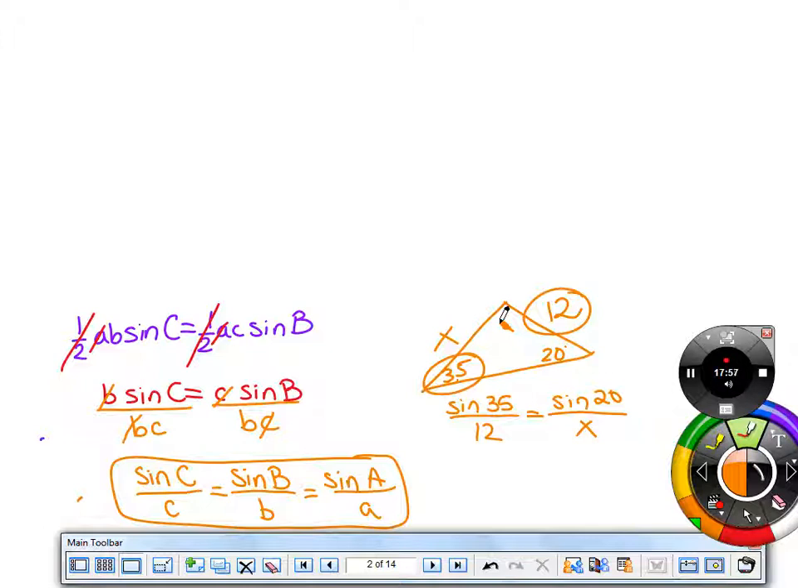Can we have the law of sines equal to the law of cosines? You don't set the law of sines equal to the law of cosines.